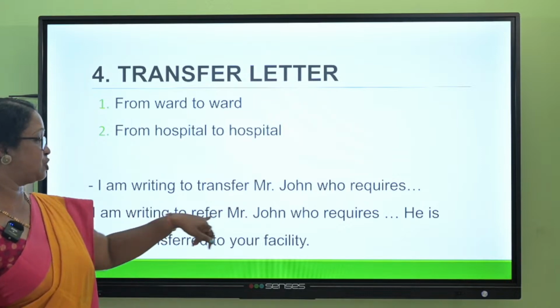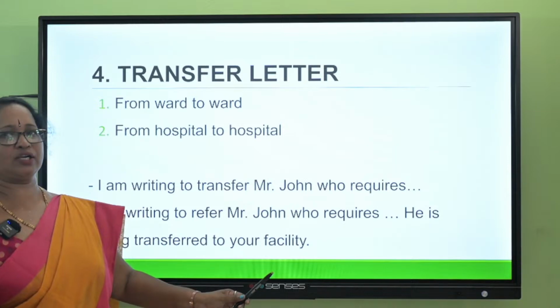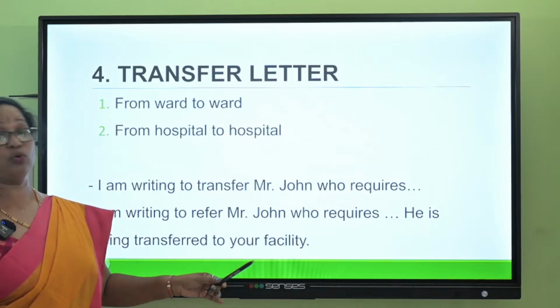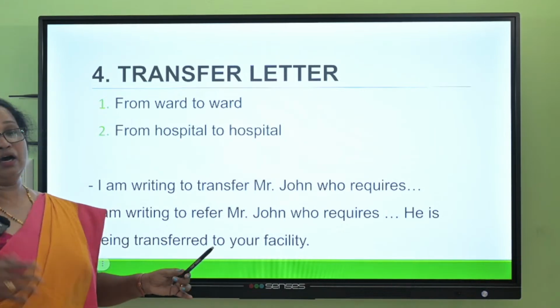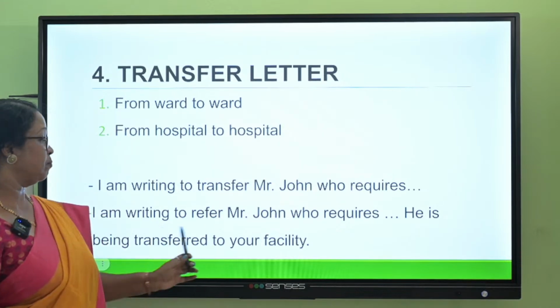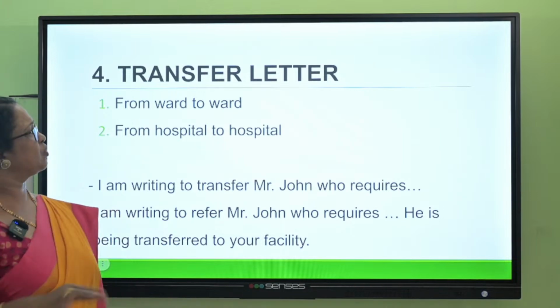"I am writing to refer Mr. John who requires continuous care and/or who requires rehabilitative care and management. He is recovering from a surgery. He is being transferred to your facility." Like that you can note it down.